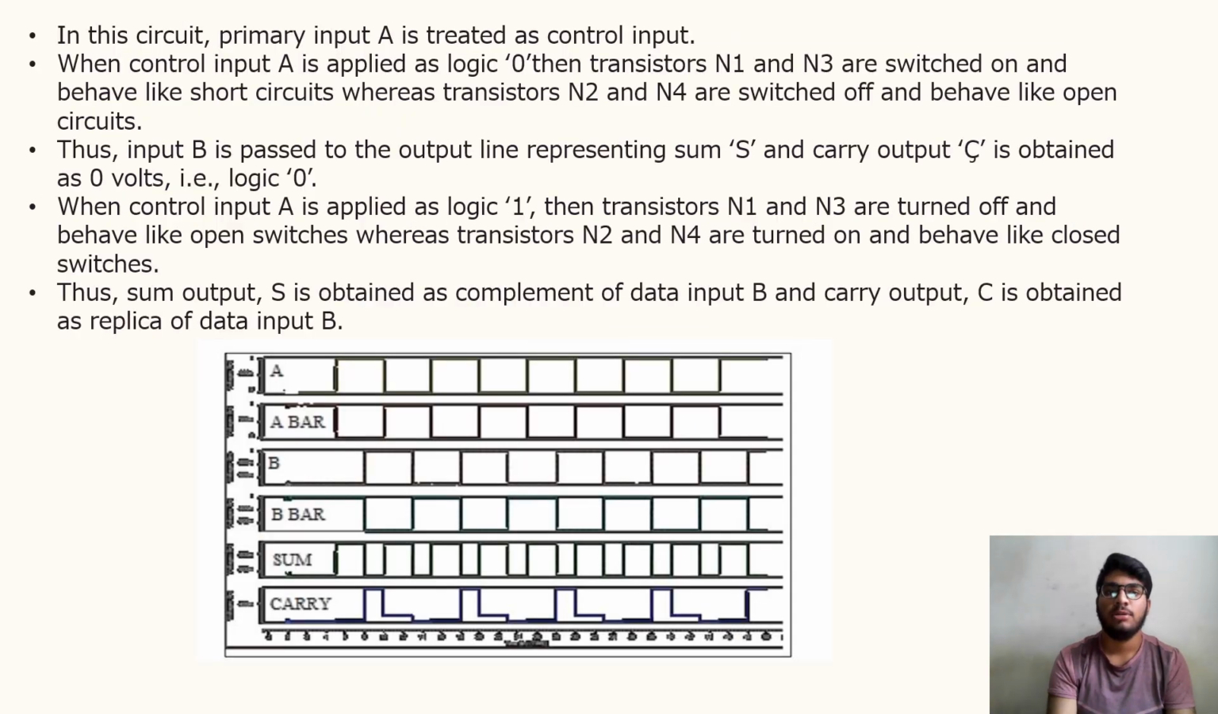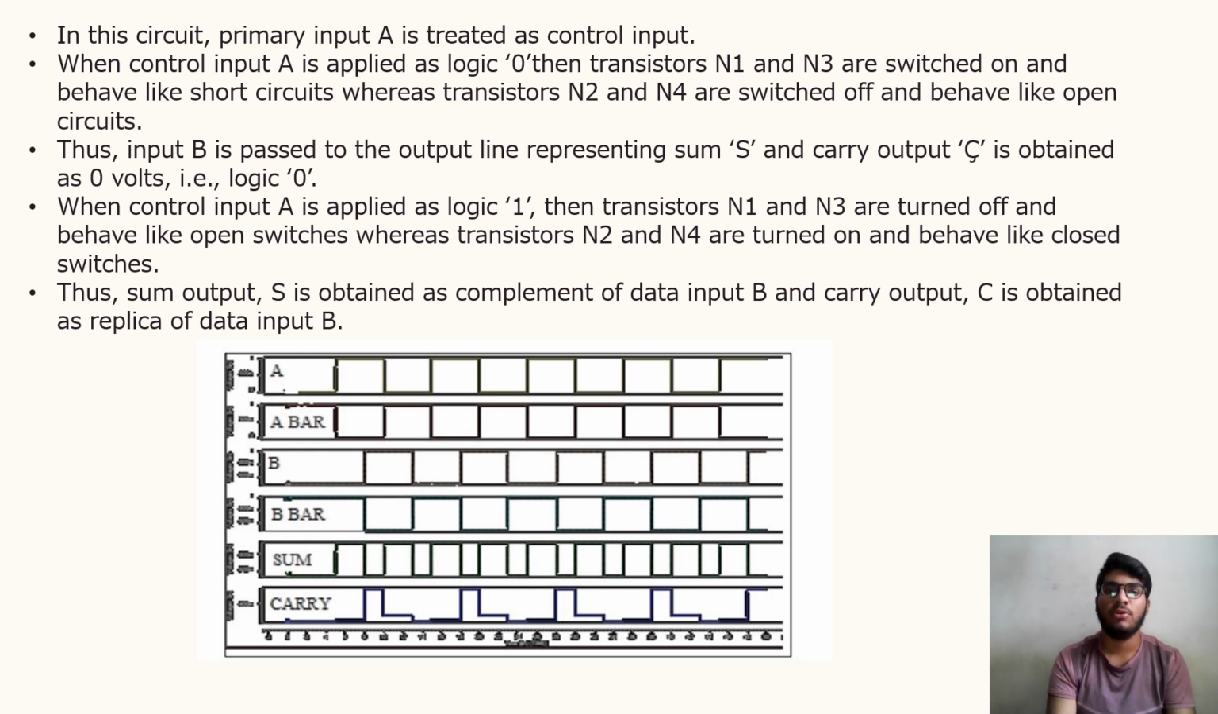In this circuit, primary input A is treated as the control input. When control input A is applied as logic 0, then transistors N1 and N3 are switched on and behave like short circuits, whereas transistors N2 and N4 are switched off and behave like open circuits. Thus, input B is passed to the output line representing sum S, and carry output C is obtained as 0 volt, that is logic 0.